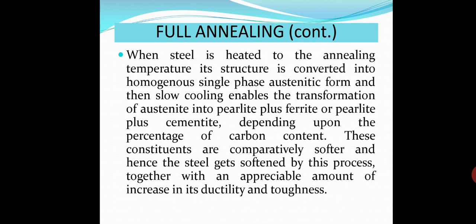So these constituents are comparatively softer, and hence the steel gets softened by this process, together with an appreciable amount of increase in its ductility and toughness. So full annealing is done after the material is hot worked.